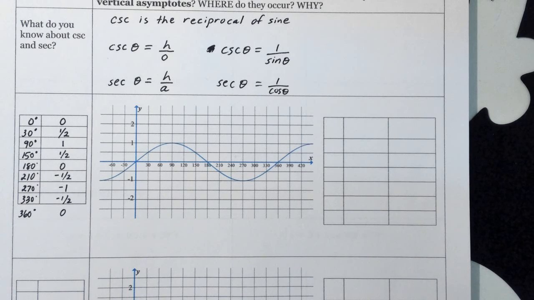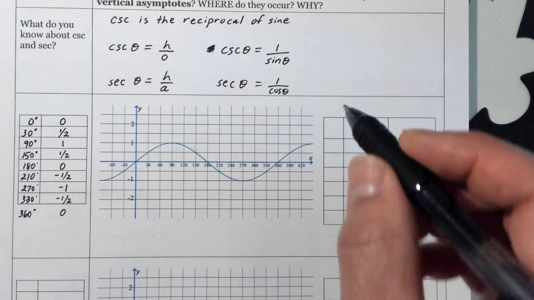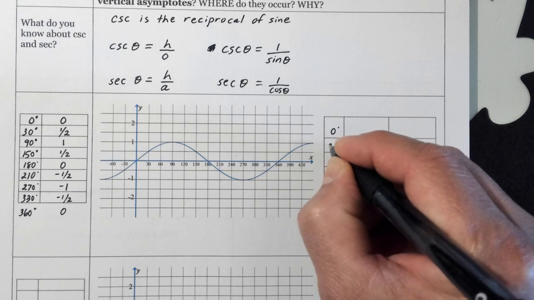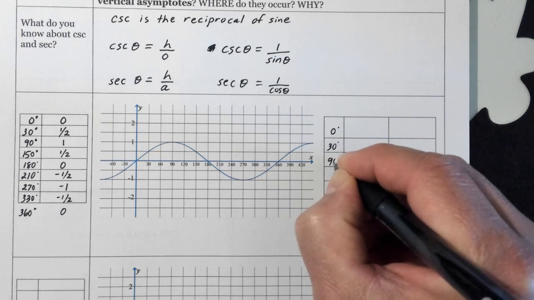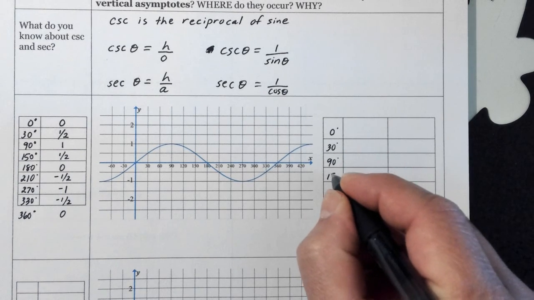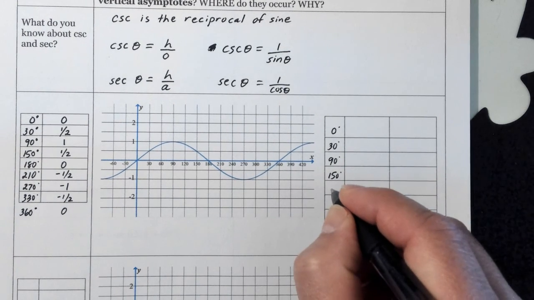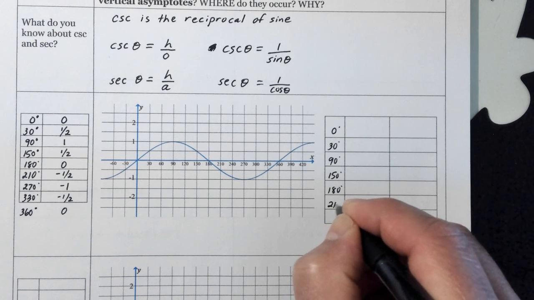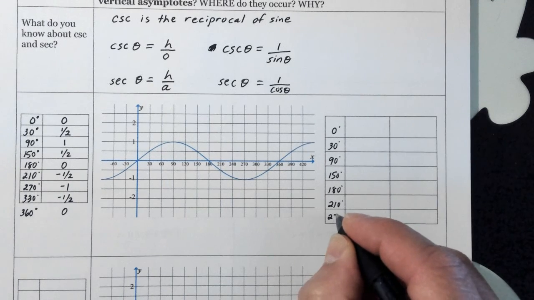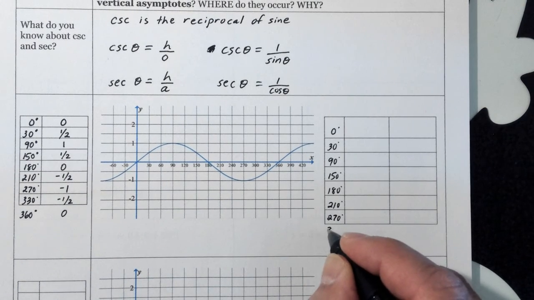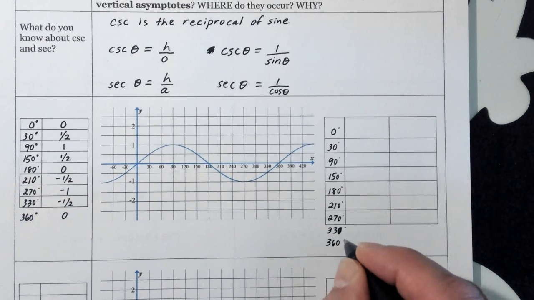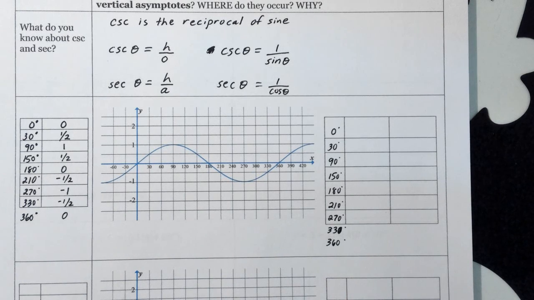So, the graph of cosecant, that's what we're going to do now. I don't know why there's 3 columns, but we'll start off with 0 degrees, 30 degrees, 90 degrees, 150. I'm just copying those values. Again, we're going to do one full cycle. 210, 270, 330, and 360. So again, the key word here is reciprocal.